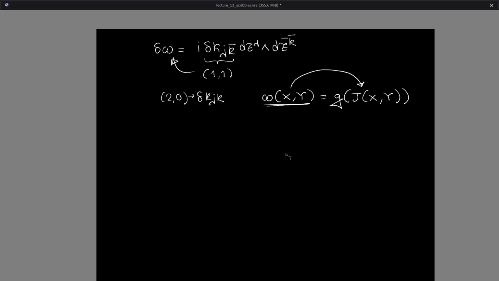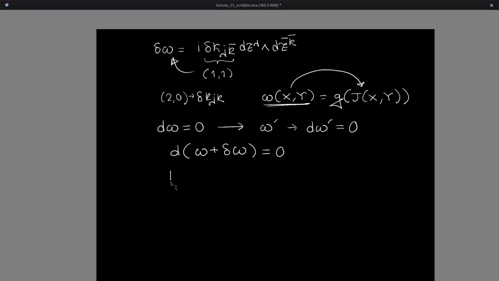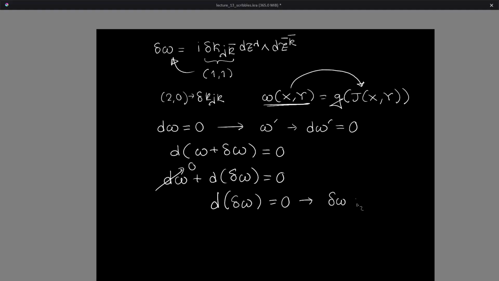So the interesting thing is that we know that d omega has to be equal to 0, and we want to send it to omega prime, where we know that d omega prime has to also equal 0 if it wants to remain a Kähler form. So that tells us that d of omega plus delta omega is equal to 0, which means that d omega plus d of delta omega is equal to 0, which means that since this is 0, we find out that delta omega has to be a closed form. So delta omega is closed.